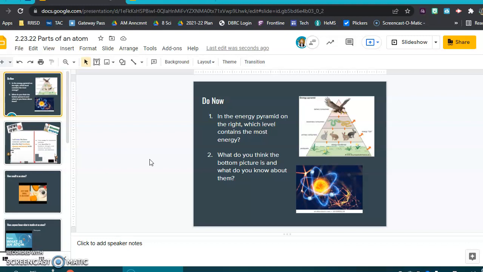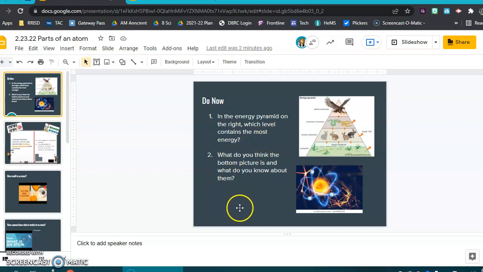But first of all, let's do a little review. In the energy pyramid on the right, which level contains the most energy? That's right, our friends the producers down here, right at the bottom, are the basics for everything. Because as you eat, remember, we lose energy as we eat and go up.